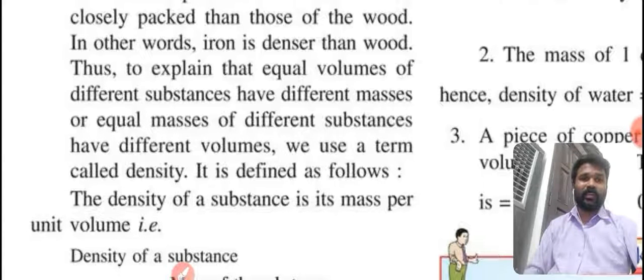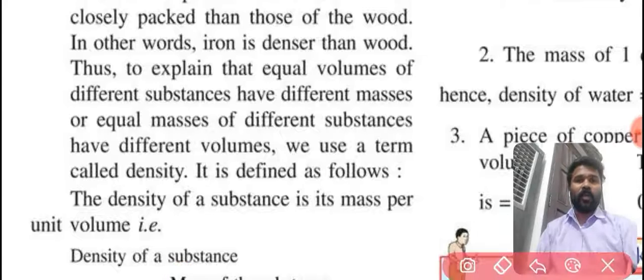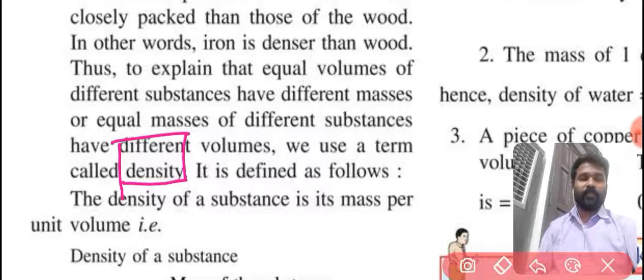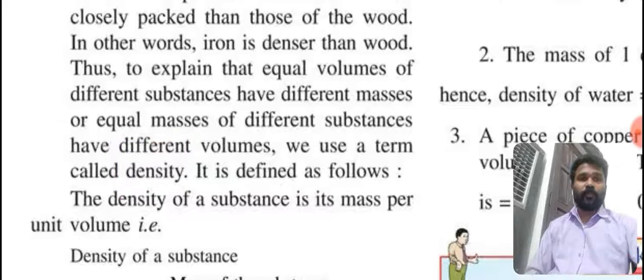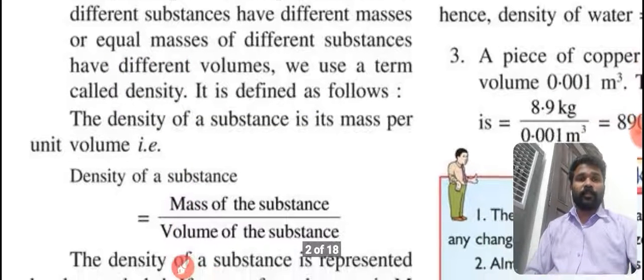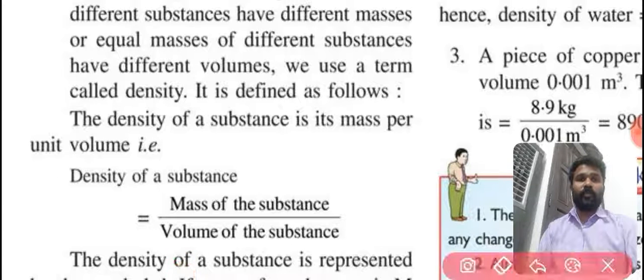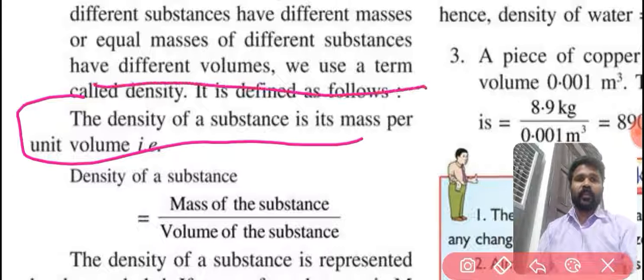Thus, to explain that equal volumes of different substances have different masses, or equal masses of different substances have different volumes, we use a term called our main point, that is density. The word density we are going to use for this particular concept. It is defined as follows. The density of a substance is its mass per unit volume. Please mark it.